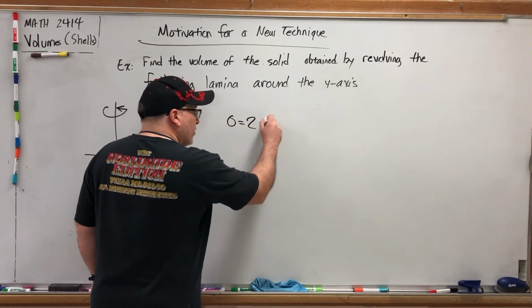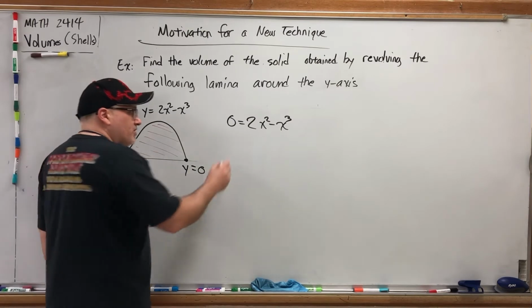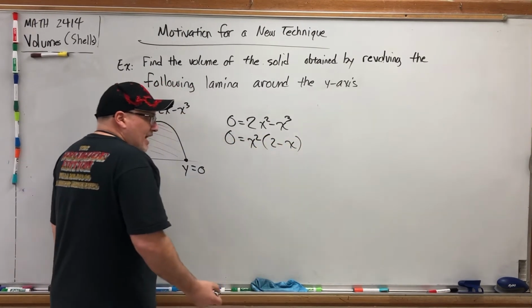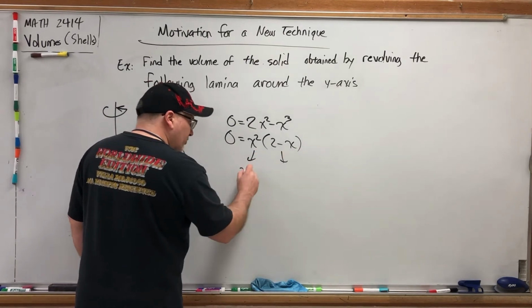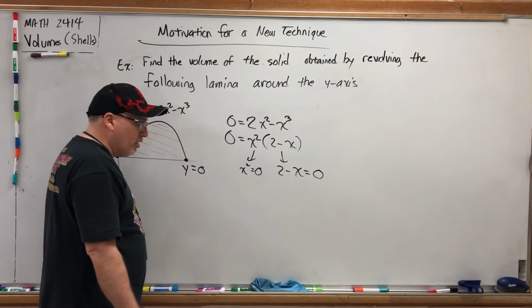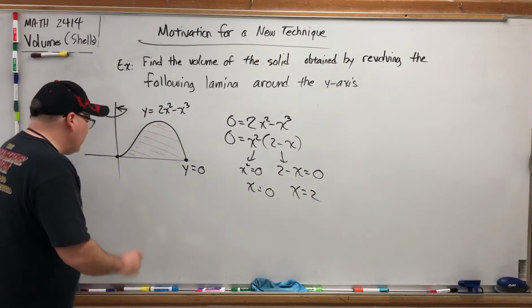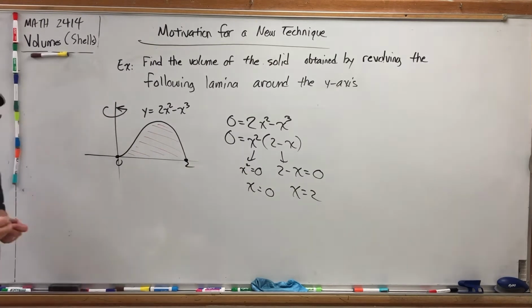0 equals 2x squared minus x cubed. This is an easy factoring situation. We can just factor out an x squared. That would leave 2 minus x. And then, since the product is equal to 0, we can set each factor equal to 0. x squared equals 0, and 2 minus x equals 0, giving us x equals 0 and x equals 2. So now we know exactly where this hits the x-axis. That's 0 and 2. But here's the problem.